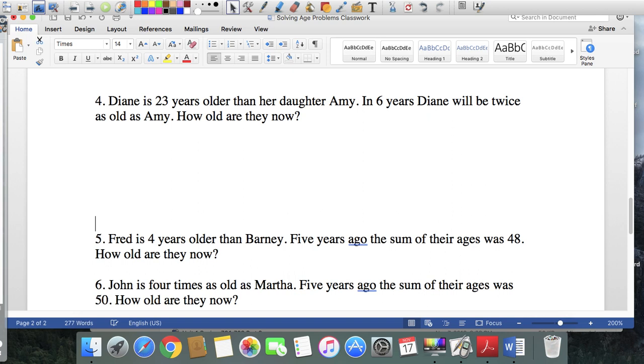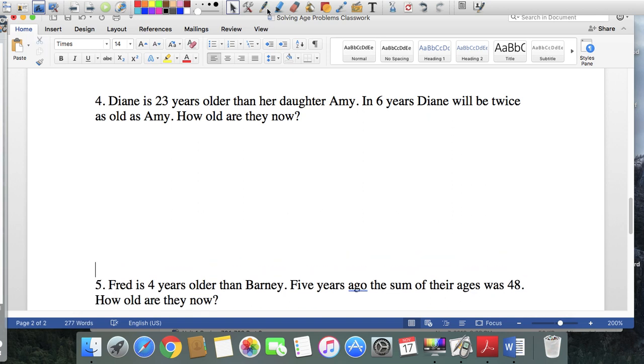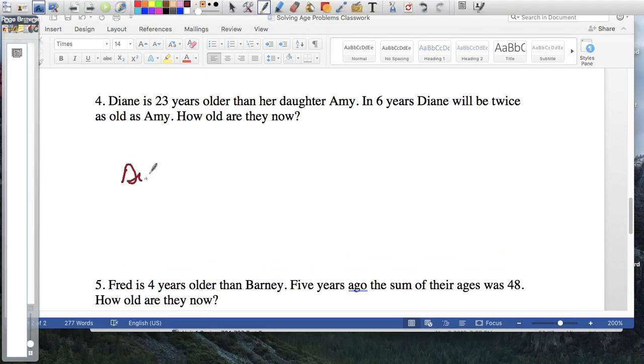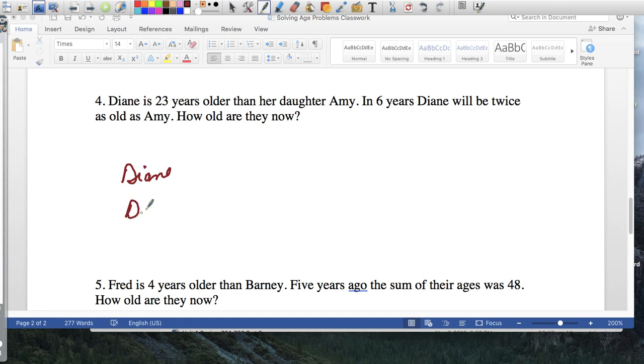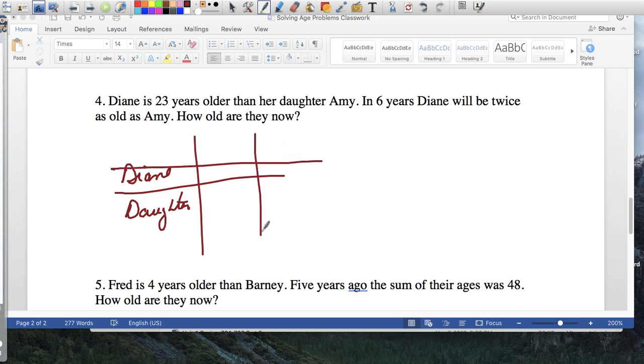Number 4. We got Diane and daughter. So Diane and the daughter. And what do we know about them? Daughter, we don't know anything. Daughter's called Amy, so I'll write Amy over here. So we'll call her x. I know that Diane is 23 plus whatever her daughter is. And we're talking plus 6. Our time frame here is plus 6.